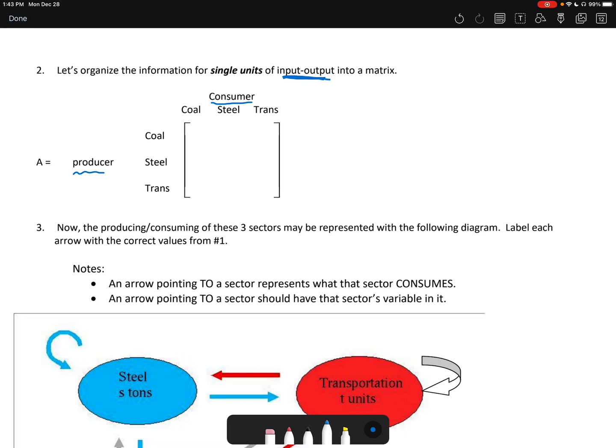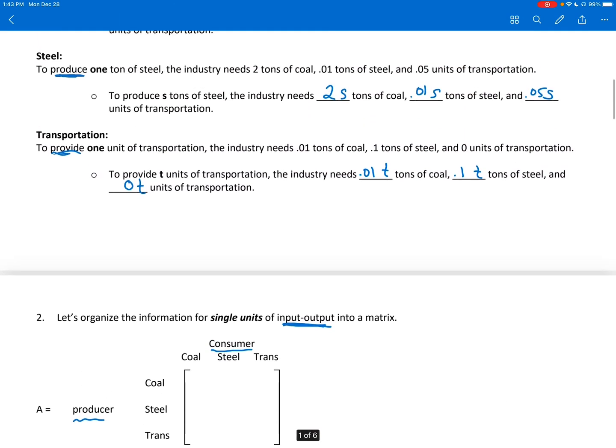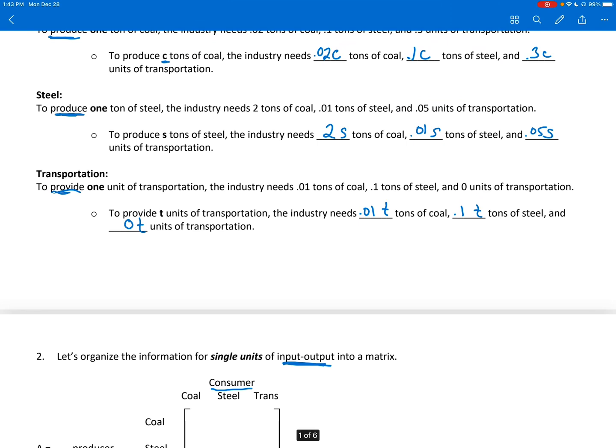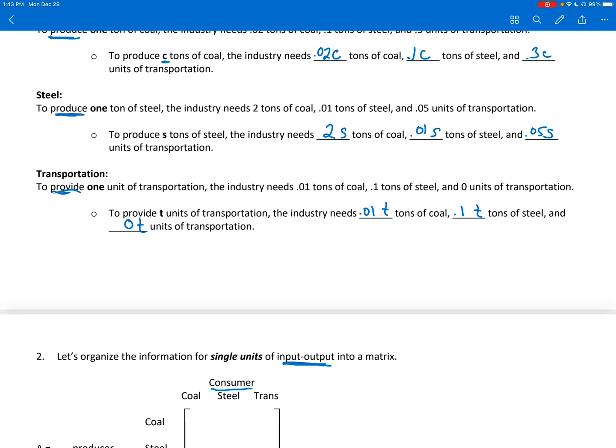So if we scroll back here, I'm going to create these as columns because we were creating coal, then steel, then transportation. These are going to be our columns. When we were creating coal, we needed to use 0.02 of coal, 0.1 of steel, and 0.3 of transportation. So that's going to make my first column whenever I write this.